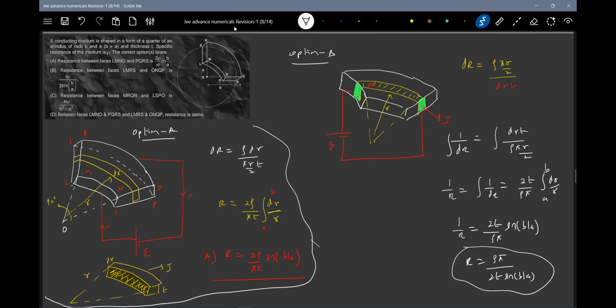You have to just understand the method involved there. Now the resistance between faces MRQN and LSPO. How the cell will be connected between upper and lower surface.